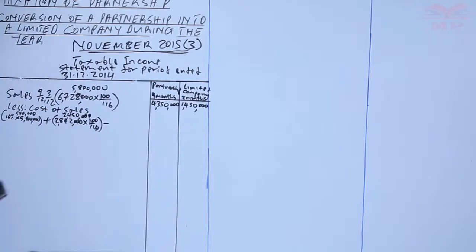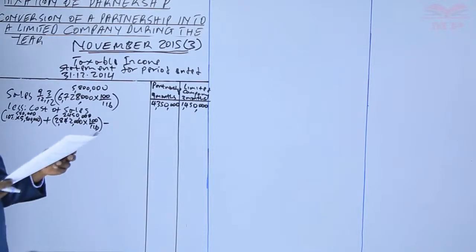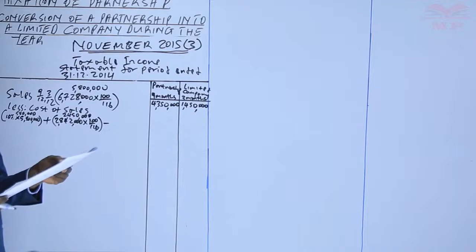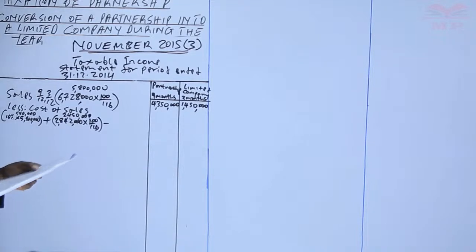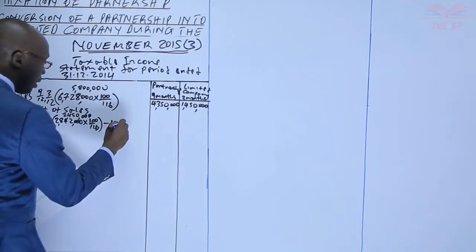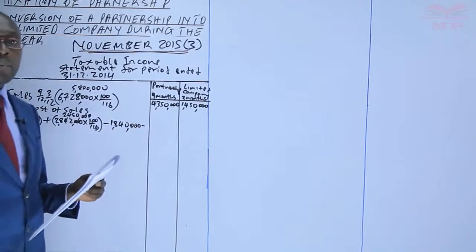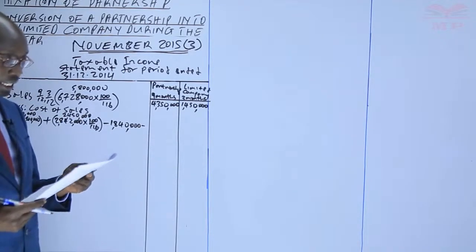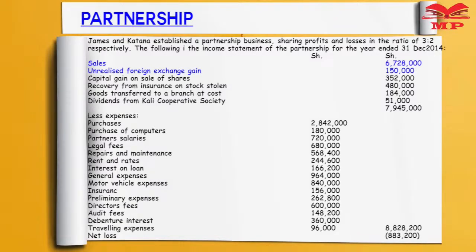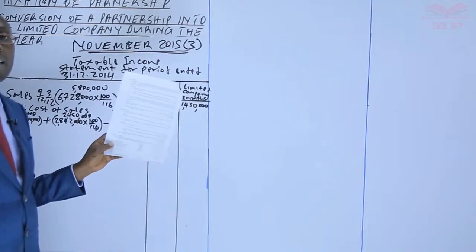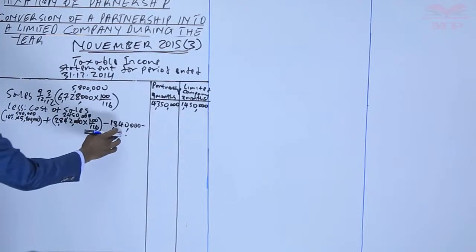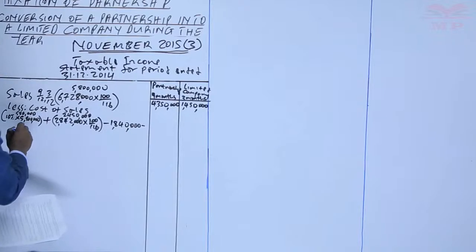And then we less the closing stock. The closing stock is given in additional information number three. Closing stock was valued at 1840, so minus 1,840,000. And then also remember, we say that we also deduct any item that reduced the stock during the year. Do we have it? Yes. If you go to the incomes in the income statement, there is sales, unrealized foreign exchange gain, capital gain, recovery from insurance on stock stolen. It is telling you that there were stocks that were stolen. So if they were stolen, this must be deducted from here. The stolen stock was 480.